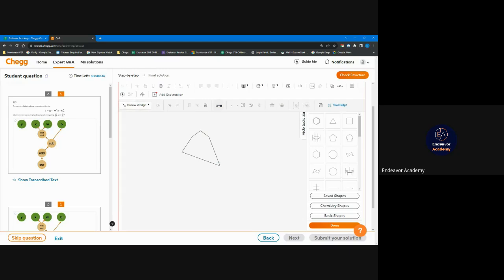Okay. And here it is the add or edit bonds. So I have chosen the type of bond from here. And if I want to insert that bond, I will click on this button.